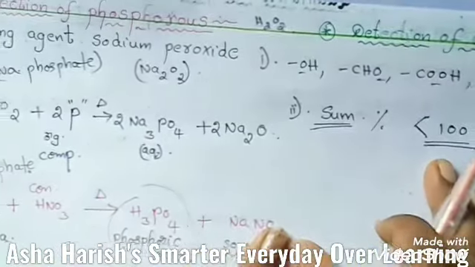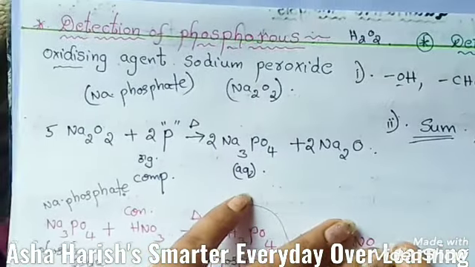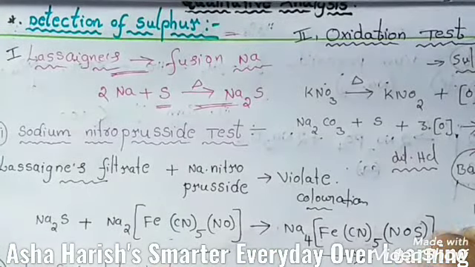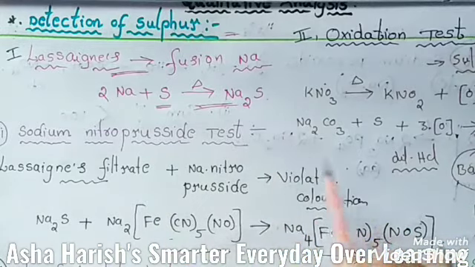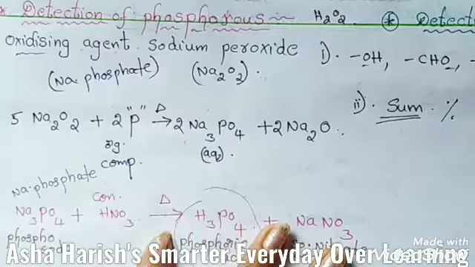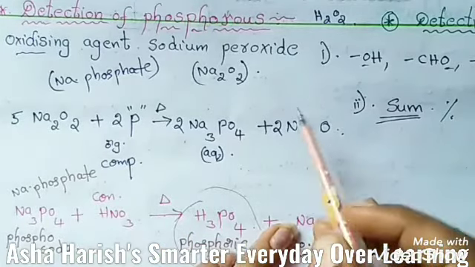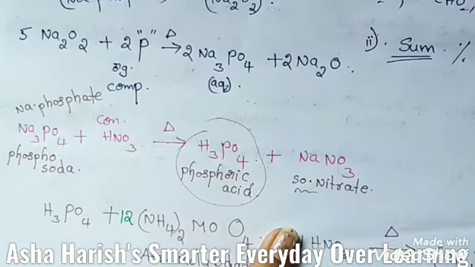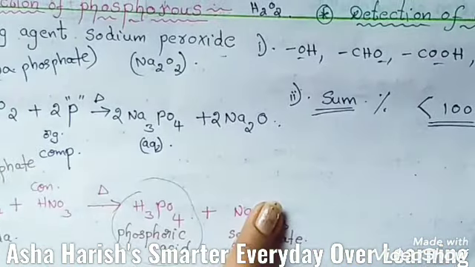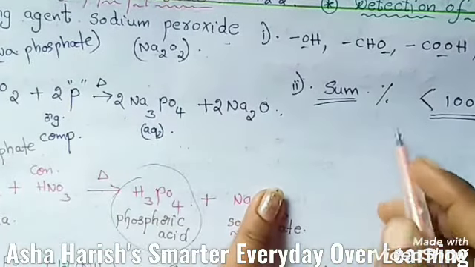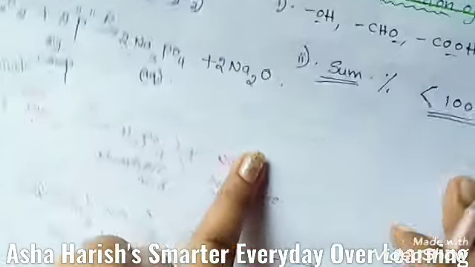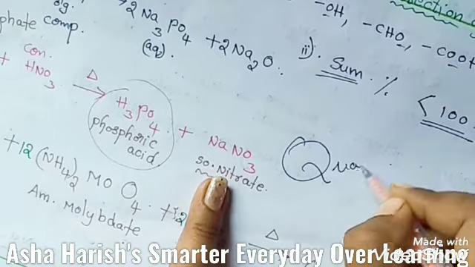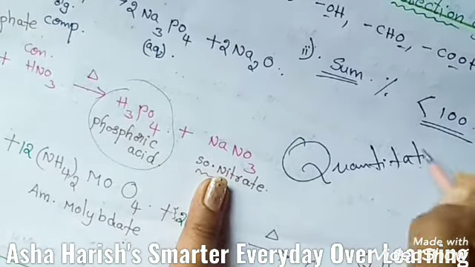Okay students, this is about today's session, detection of sulfur and phosphorus. In the detection of sulfur, we again discussed Lassaigne extraction preparation, and detection of phosphorus also. With the help of sodium peroxide, the oxidizing agent, we have done all these experiments, and for detection of oxygen we discussed observing the functional groups. Now students, this is about qualitative analysis. In our next session I'll be teaching you the quantitative analysis.